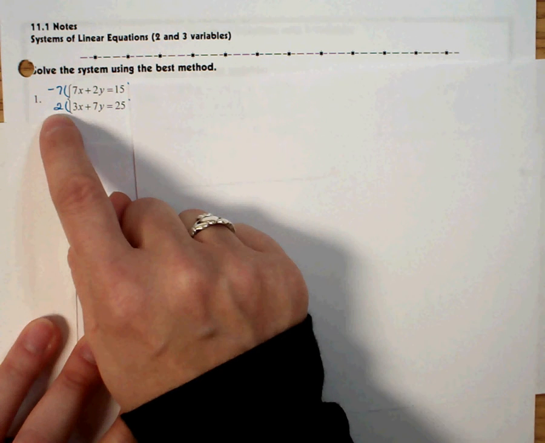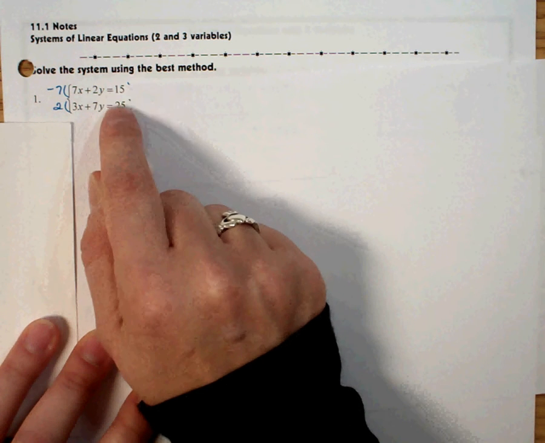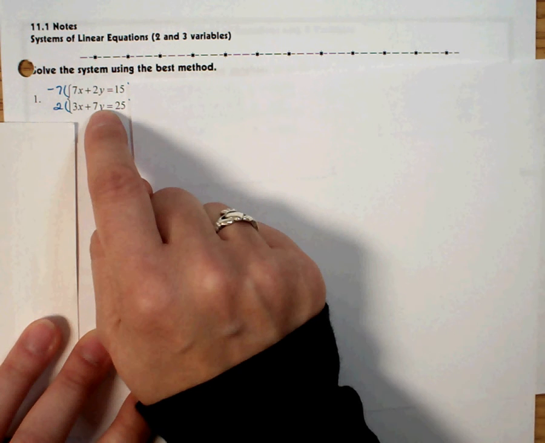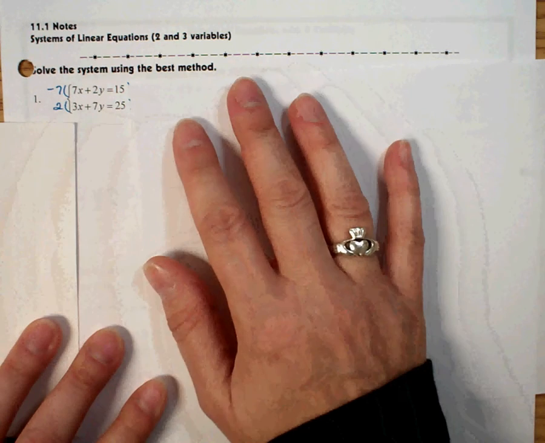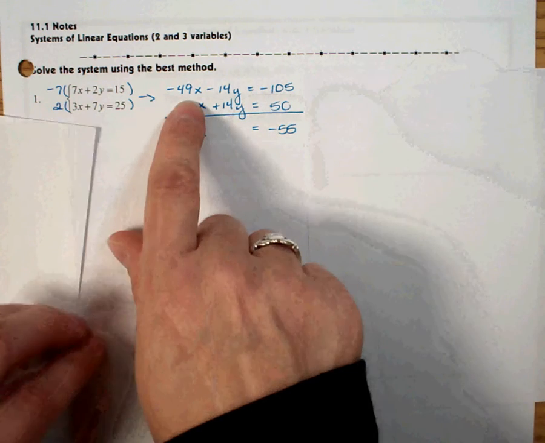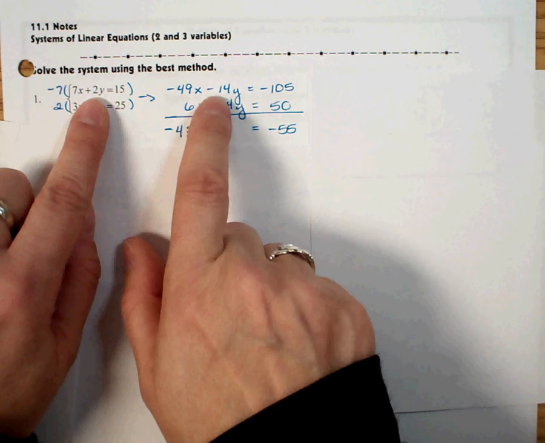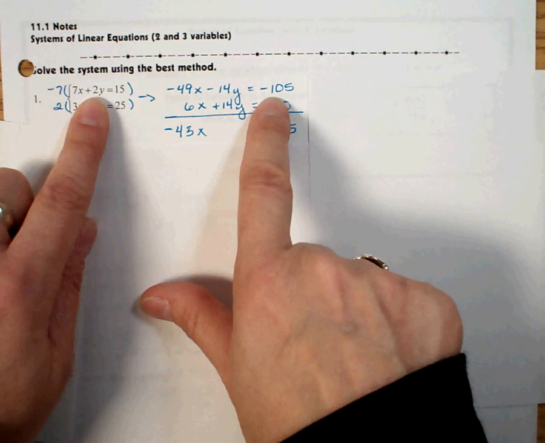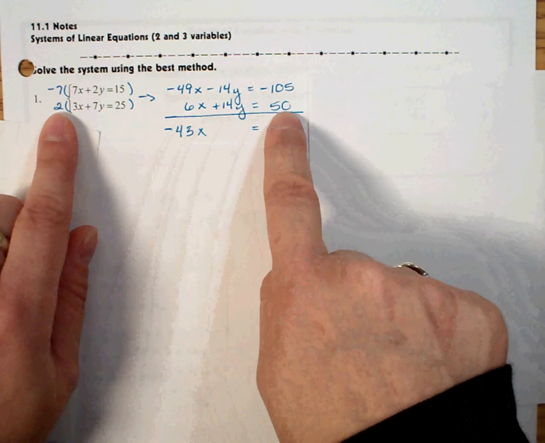All that matters when I'm choosing my variable to eliminate is that once I'm done multiplying the two equations, the variable I've chosen to eliminate has coefficients that are the same but opposite signs. When I take my first equation and multiply it by a -7, if I uncover, I can see that I distributed that -7 and I had -49x. I distributed the -7, got a -14y, and a -105. When I distribute the 2 to the second equation, I can see that my resulting equation looks like this.